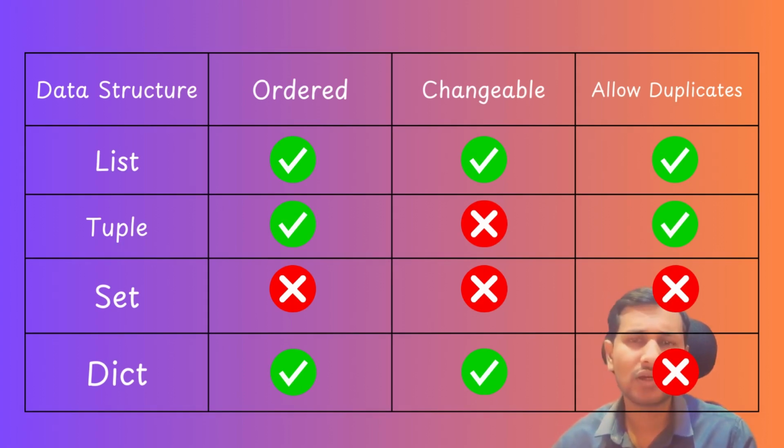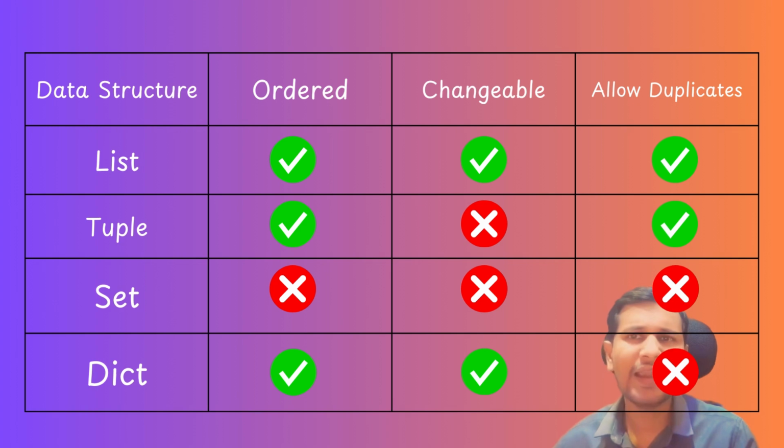What is the characteristic of the list data structure? It is ordered, it is changeable, and it allows duplicates. When we print it, it will be ordered, and it can be modified after it is created. It also allows duplicate indexes.